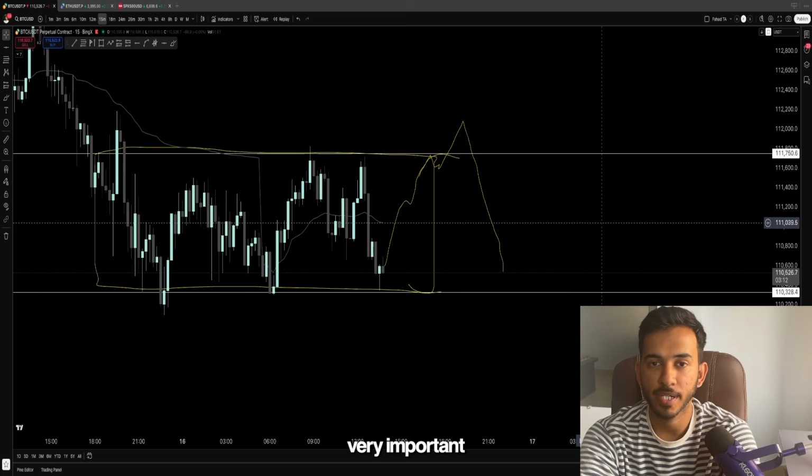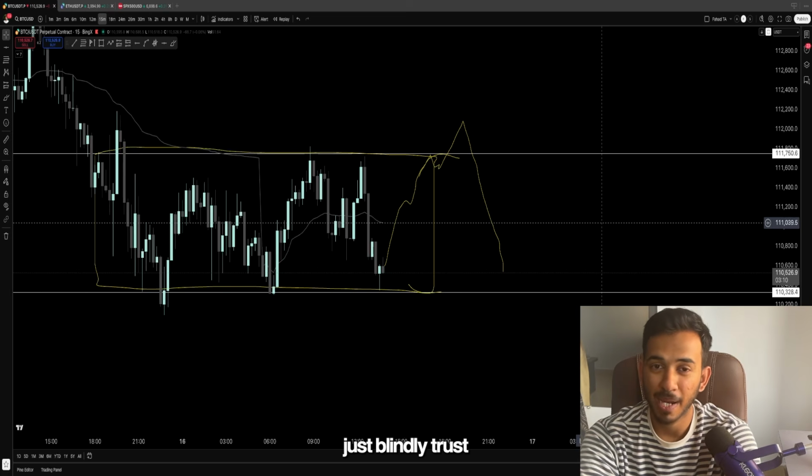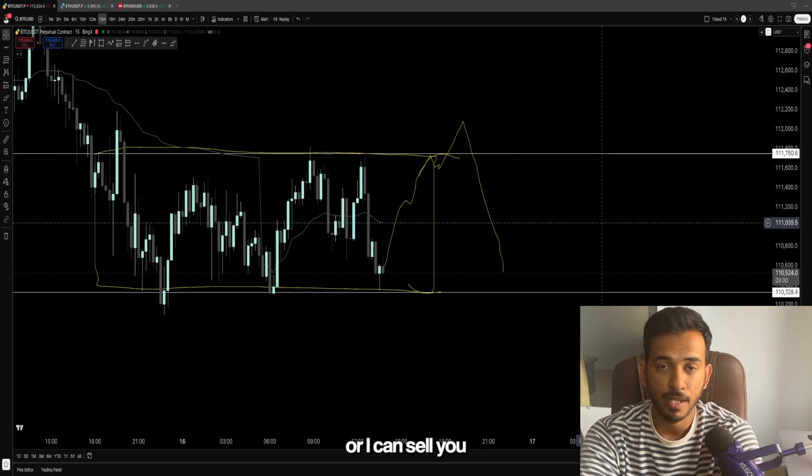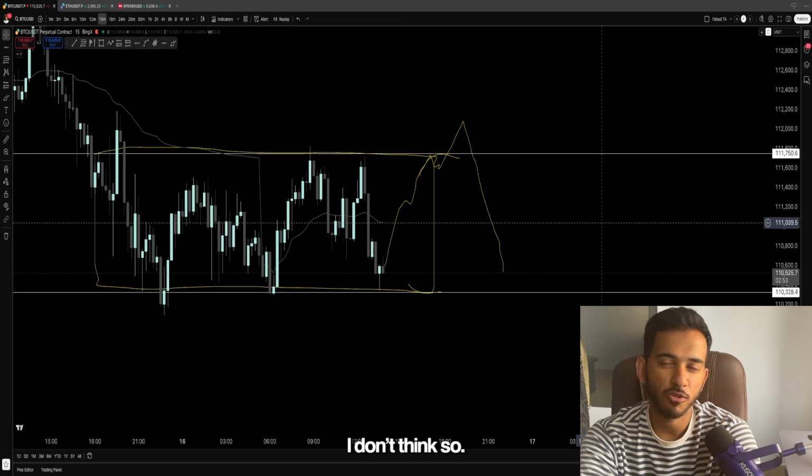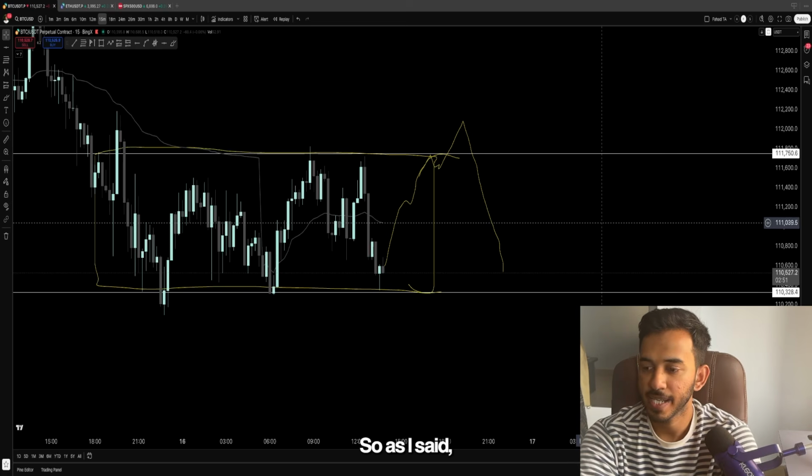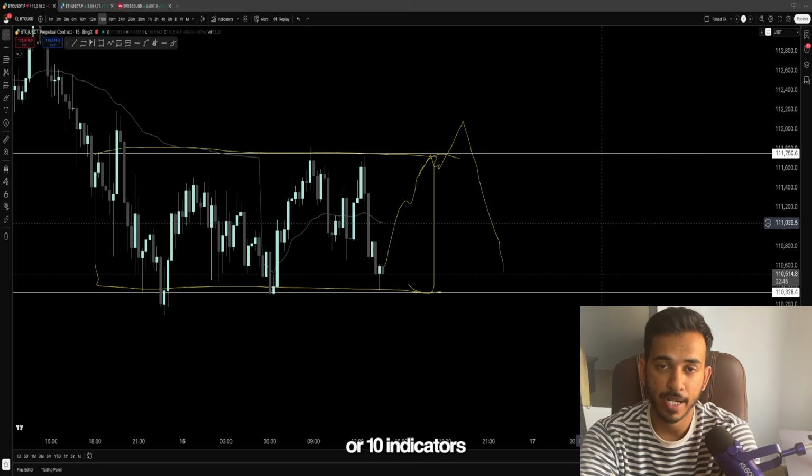So it's very important that you do not just blindly trust the indicators. If your indicators give you some kind of data using which you can come up with a decision that, okay, this is bullish, this is bearish, or I can buy here or I can sell here, then it's fine. But if your indicator is made for one purpose, and that is to give you a buy or sell signal, I don't think that makes any sense. So as I said, market structure comes first and then you align it with your indicators. It does not matter if you use 1 or 10 indicators, first market structure and then indicators.